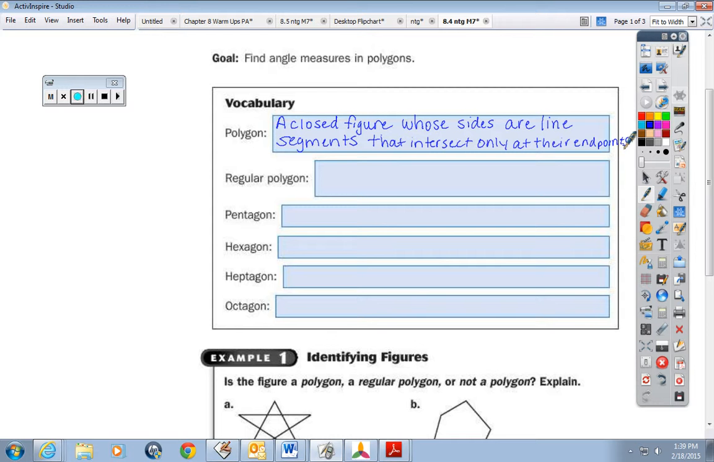A regular polygon is obviously a polygon. I'm abbreviating with all sides equal in length and all angles equal in measure. So basically, if you think about it, it's kind of symmetrical.